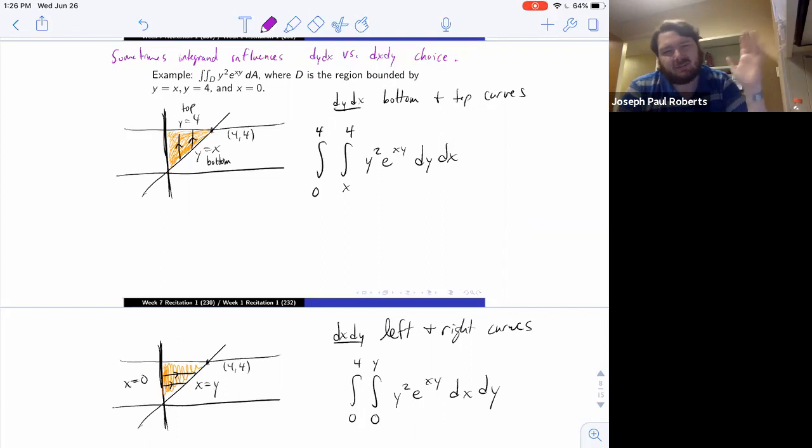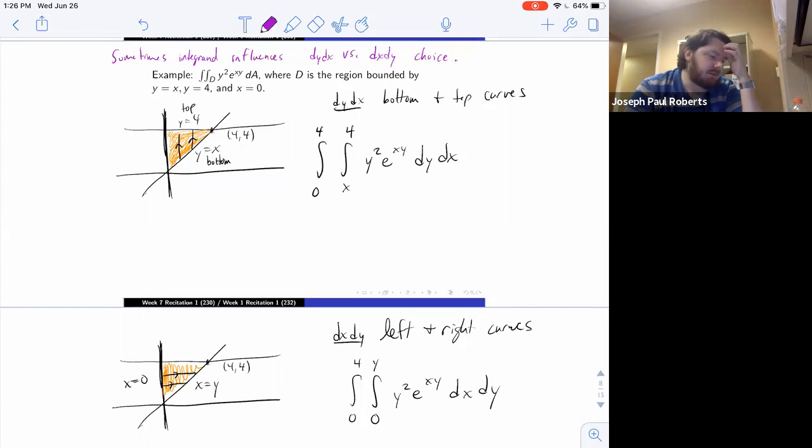With rectangles, nothing really complicated comes into play from these inner bounds because they're just numbers. However, for non-rectangles, when you have variables in your bounds, they can interact with the antiderivative steps that you have to do to actually calculate this out. And so for non-rectangle regions, the work that you have to do to calculate it can be quite different depending on whether you do it dx dy or dy dx.